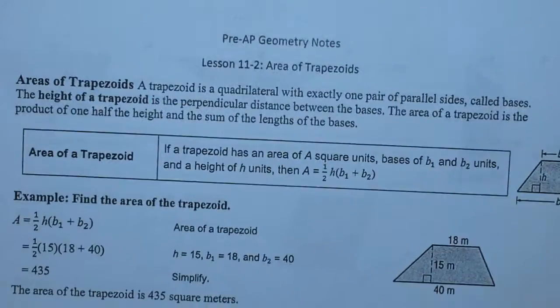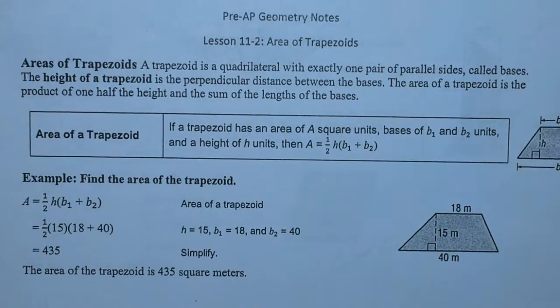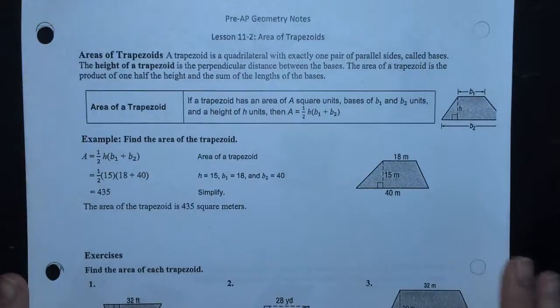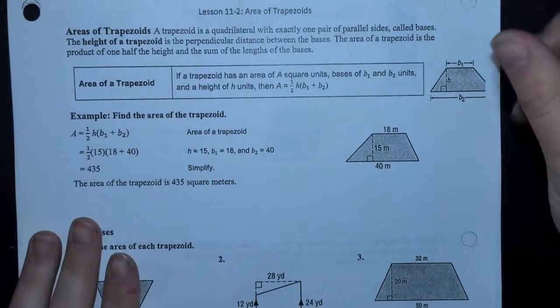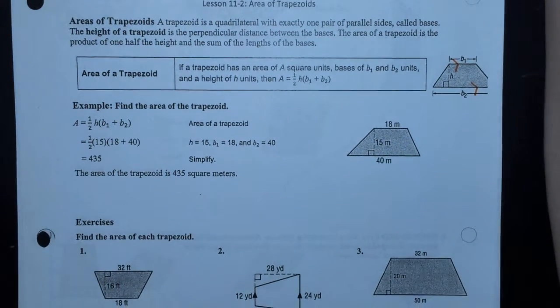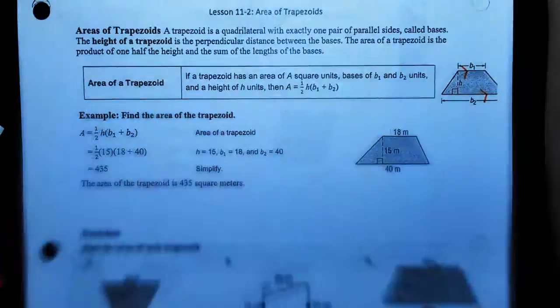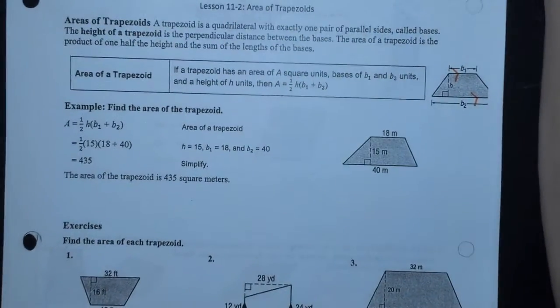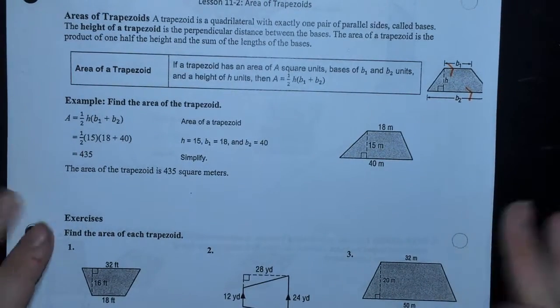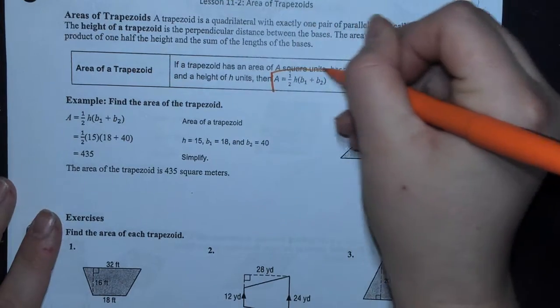Alright, so we are starting 11.2, area of trapezoids. Now, a trapezoid is a quadrilateral. It's a form of quadrilateral, but it has one set of parallel lines, right here and right here. Those are two parallel lines. So your formula for finding the area of a trapezoid is right here.